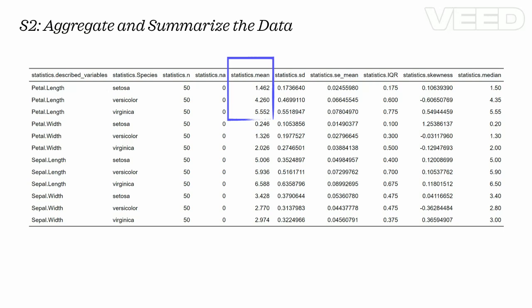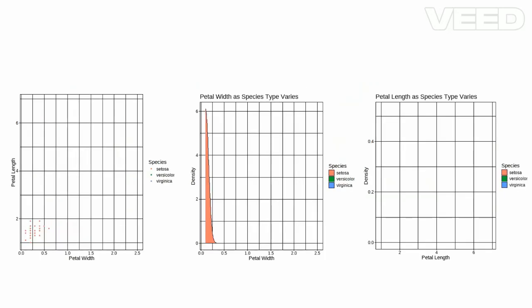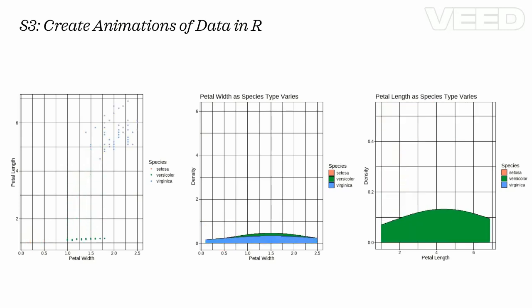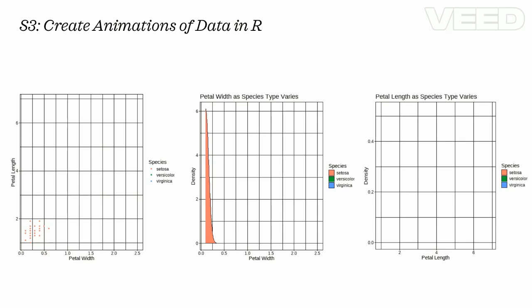Now, we want to actually visualize this data instead of looking at it in a table. So we can do this by creating animations or static visualizations. Let's create animations of data in R. To the left, we have a scatter plot, and we have a transition between the species. We have a density plot, and to the right is the petal length as the species type varies.